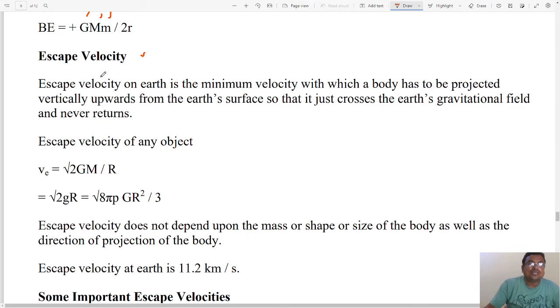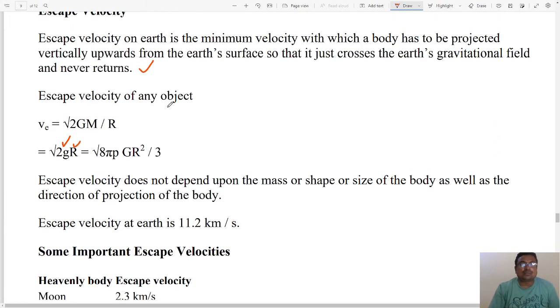Escape velocity means the minimum velocity with which a body projected vertically upward escapes from the Earth's gravity. It just crosses the Earth's gravitational field and never returns. This is called escape velocity, which depends upon acceleration due to gravity and radius.